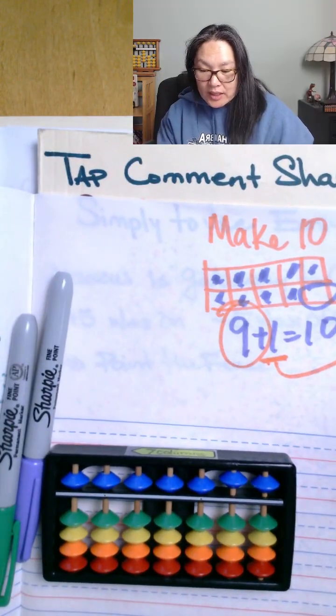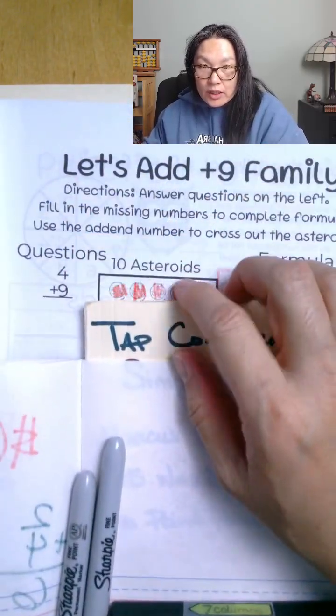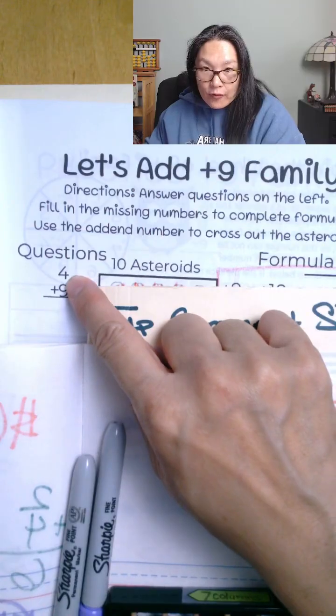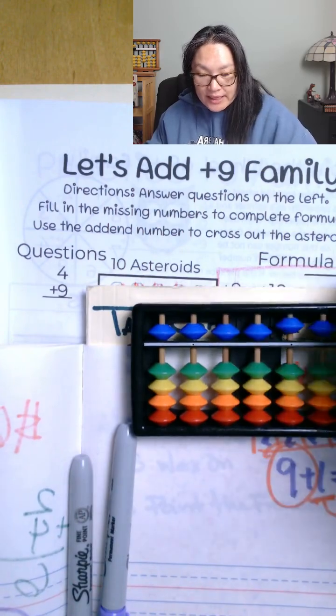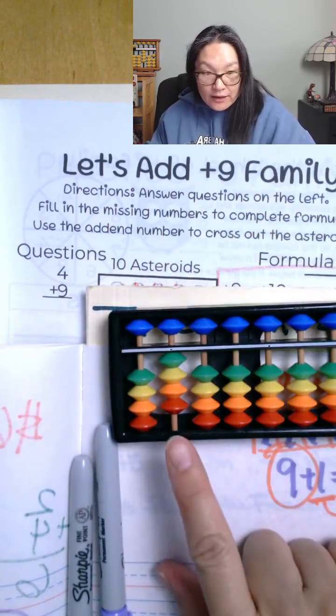Why are we doing that? Because what we're trying to do is add 9 to 4. 4 plus 9. Notice on the abacus, I don't have enough beads to add the 9, because I have 4.